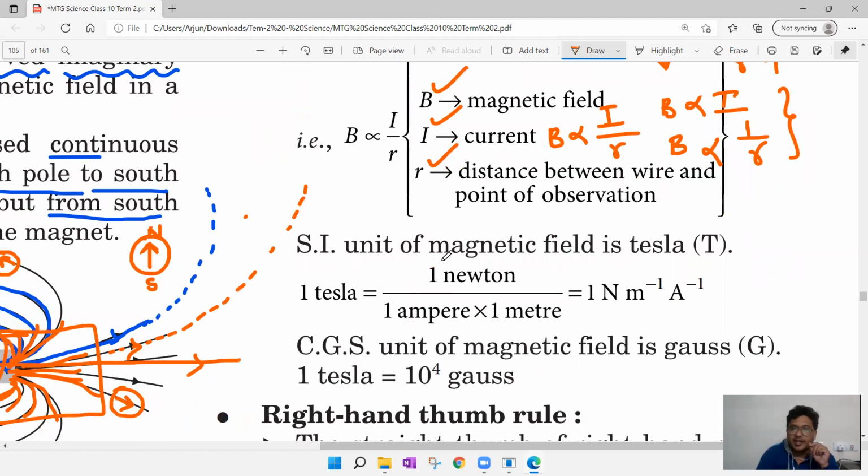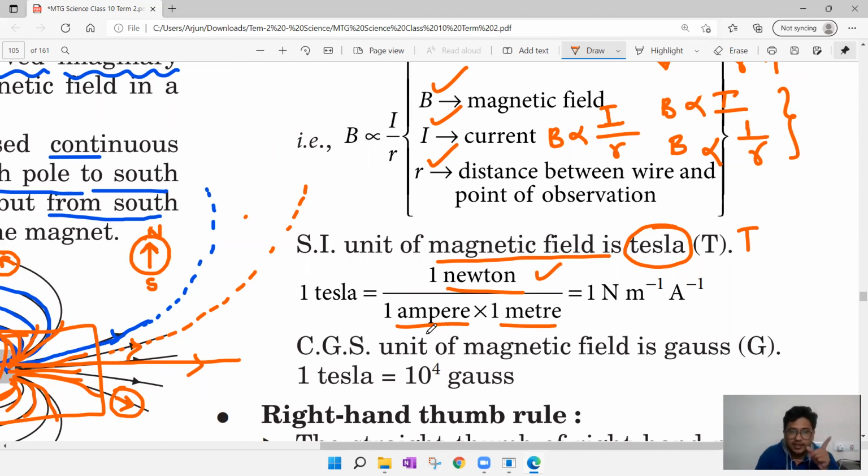Now, the SI unit of magnetic field. For magnetic field, there is one SI unit, that is Tesla. That is a scientist's name, so the capital T will be in small letters. And what is 1 Tesla? 1 Newton upon 1 ampere 1 meter, meaning 1 Newton of force is applied for the deflection. That we'll discuss. Newton is the SI unit for force, na? Why did we get that force? In the next lecture we'll see.